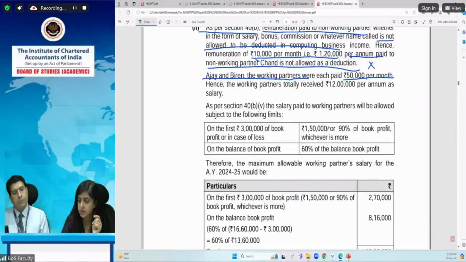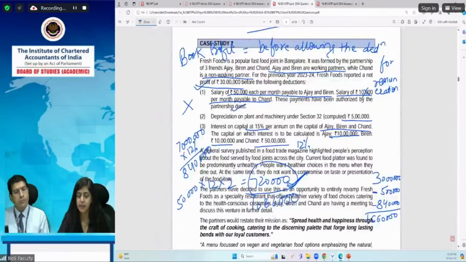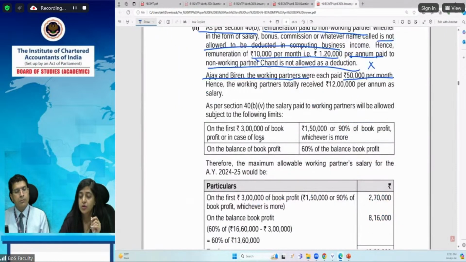Just a second, student. I think there is a calculation error. It would be 12 lakh here. So allowed will be 10 lakh 86,000, not the 12 lakh. The salary which is payable to working partners is 50,000 into 12 into 2. It will come to 12 lakh. I just wrongly computed it as 7 lakh 20,000, but it will come to 12 lakh.